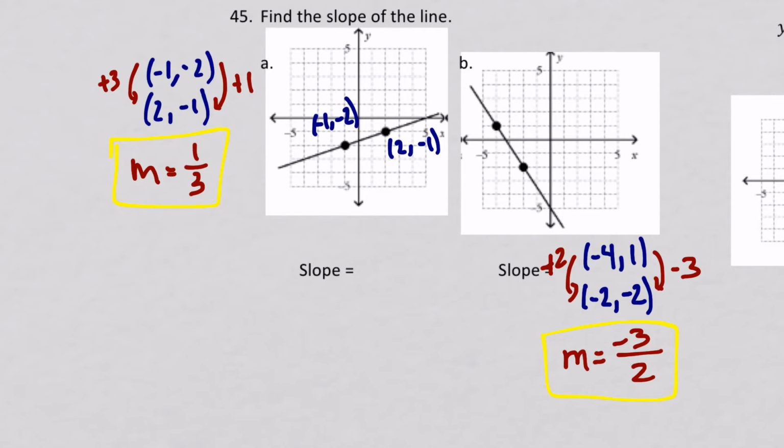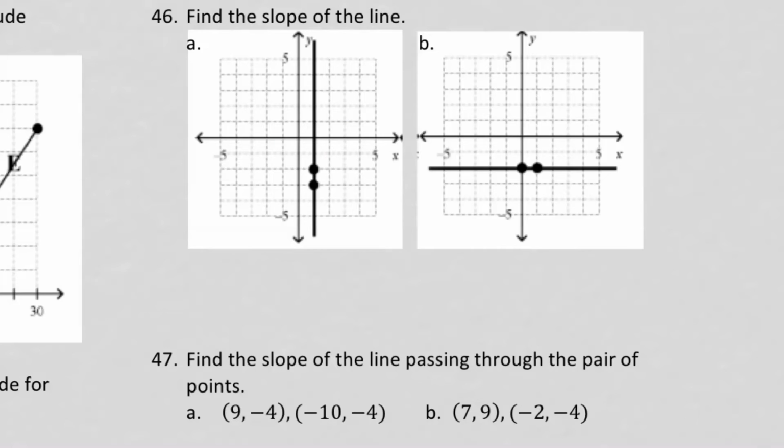Okay, so here's the correct solution for part B. Using the 2 points (-4, 1) and (-2, -2), I see the rate of change for the y's is -3, right? It's going down 3. And the rate of change for the x's is +2. So making a fraction of those, change in y over change in x is -3 over 2.